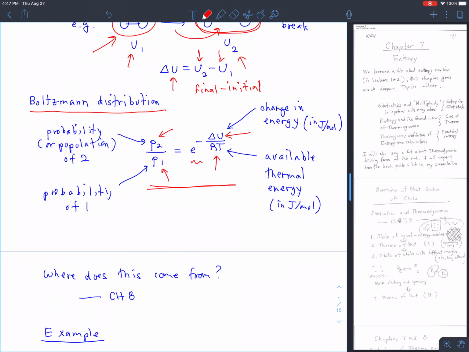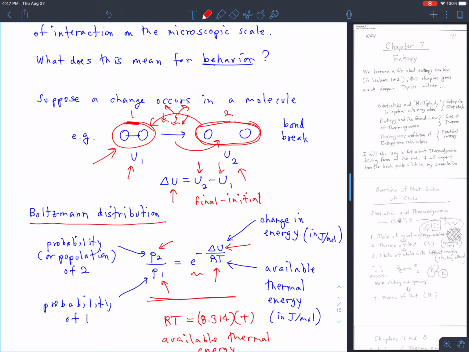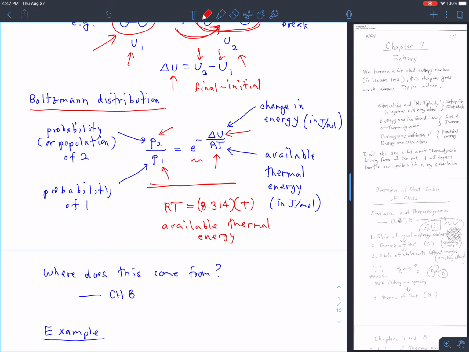R there is the gas constant. RT is 8.314 times whatever the temperature is, and it represents the available thermal energy. Basically, it represents the amount of energy that's probable to be able to extract from the surroundings in order, say, to break a bond.